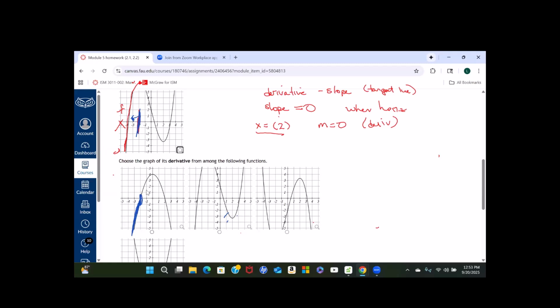But here's where you have to switch your thinking. On the original one, we're talking about the slope because we're finding the derivative. When we're looking at the graph of the derivative, we're not looking at the slope anymore. We're looking at the actual values. You see that? No? When we're looking at the graph of the derivative, we're no longer looking at slope. Let me erase this and start here. We're in the top graph, and I'm going to choose the graph of the derivative of that graph.